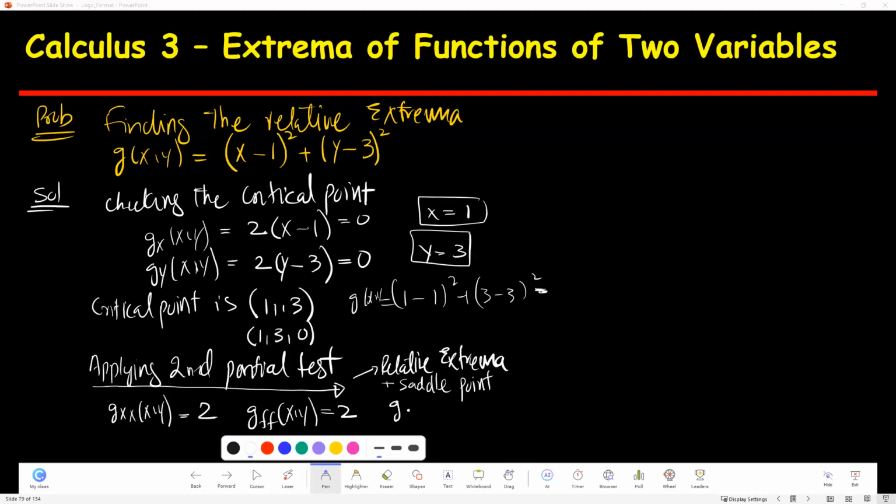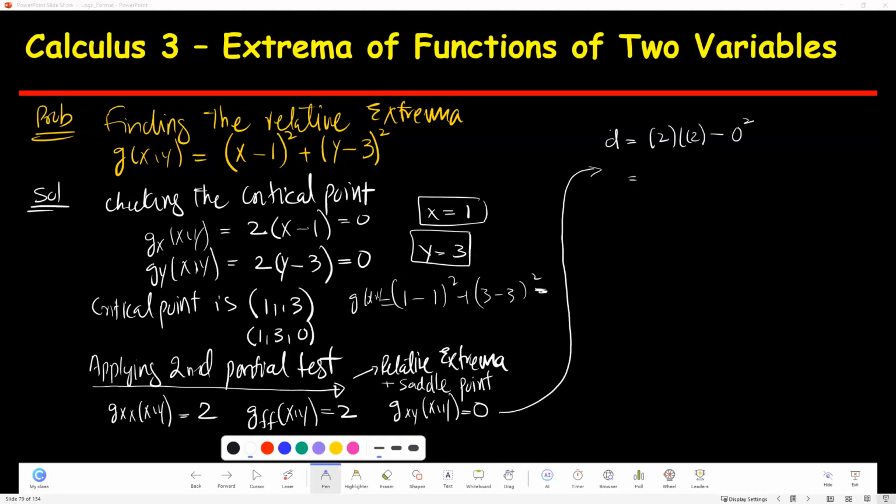Then I'm going to check this one because I need fxy, and this one is going to give me 0. If I take it with respect to y, it's going to be 0. Okay, I'm going to substitute these values in my second partial derivative test, and the value is going to be D equals 2 times 2 minus 0 squared.